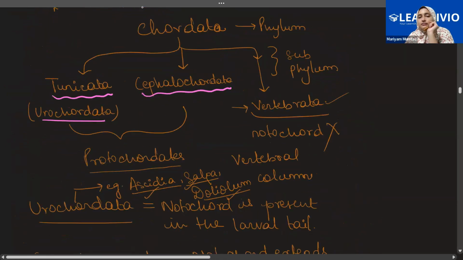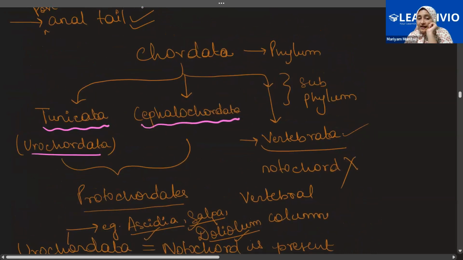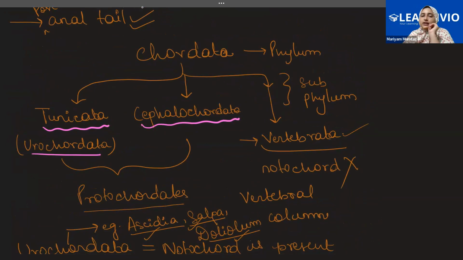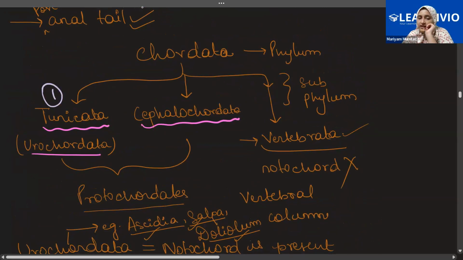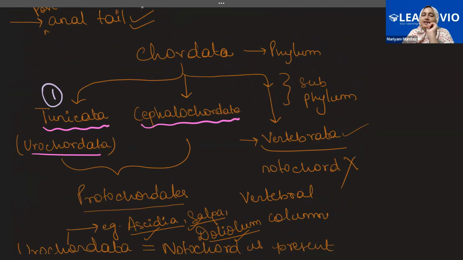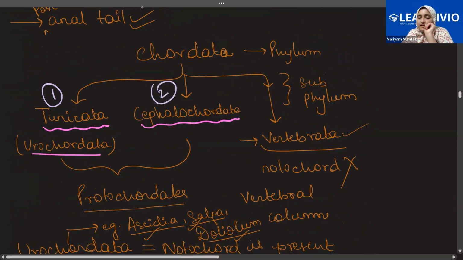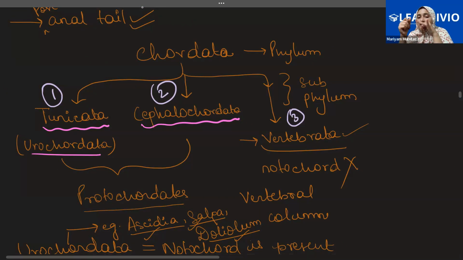The phylum Chordata has been divided into three subphyla. The first one is Tunicata. You can also call it Urochordata. It's your wish, Tunicata or Urochordata. The second one is Cephalochordata, and the third subphylum is Vertebrata. So, Tunicata or Urochordata, Cephalochordata, and Vertebrata. These three are the subphyla that come under Chordata.